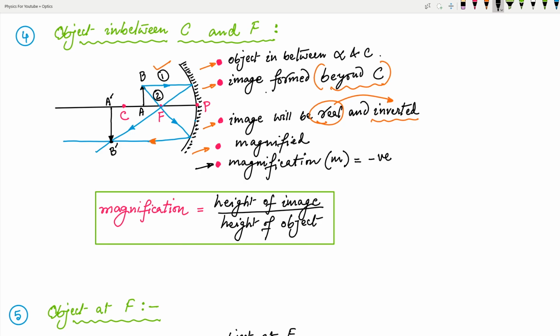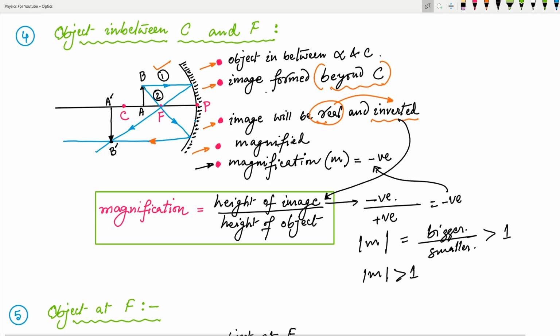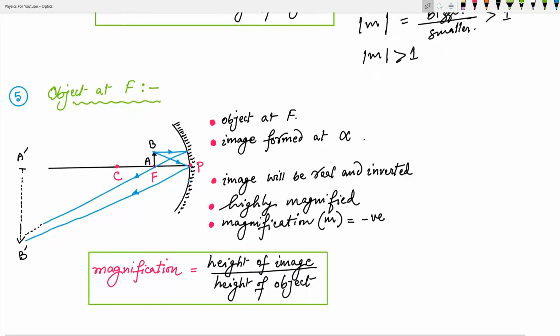So look into the magnification part. It will be negative. Why? Because the image is inverted again. Whenever there is an inverted image, we will get negative magnification, because the height of the image will be negative because of inversion, and the height of the object will be positive. So we will ultimately get a negative magnification. Modulus of M. Since the image is magnified, it will be bigger, divided by smaller. The height of the object will be smaller than the image. Therefore we will ultimately get a value greater than 1. So modulus of M will be greater than 1 because of magnification. I hope the concept is clear. Now let's move on to our 5th case, and then I will wrap up the story.